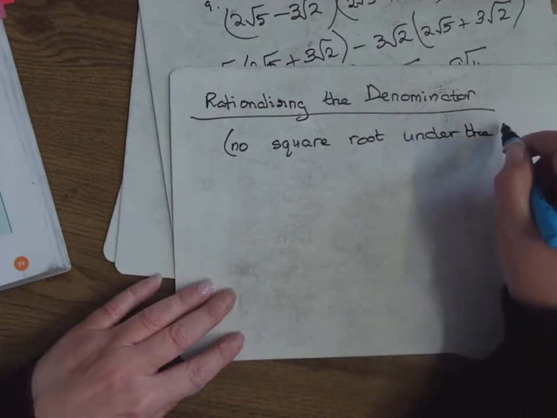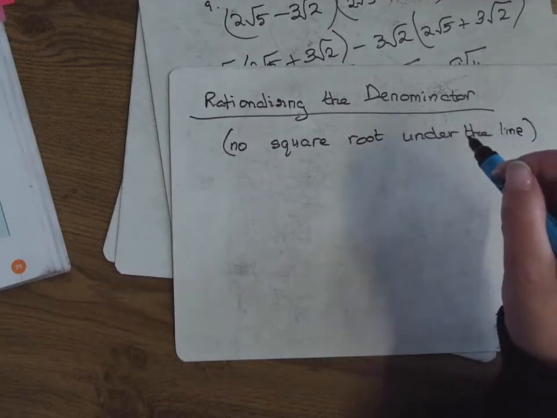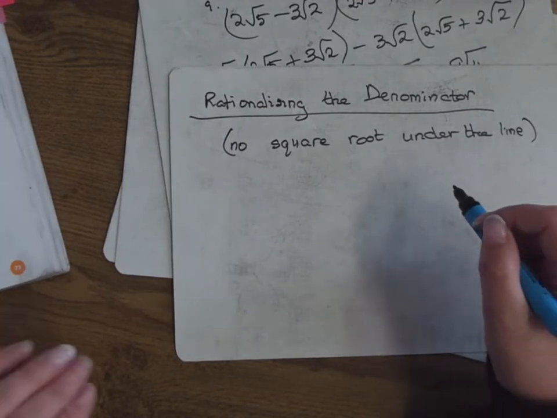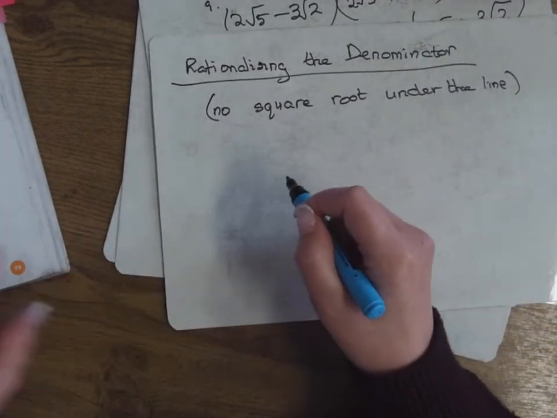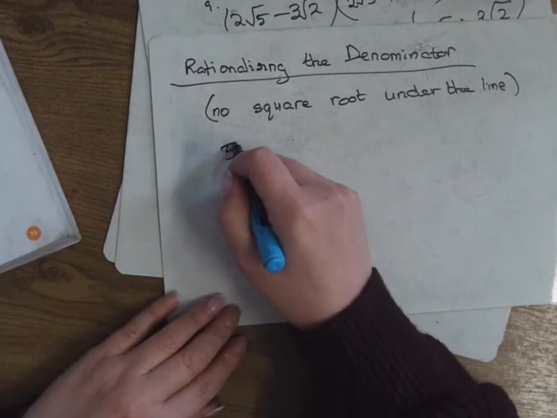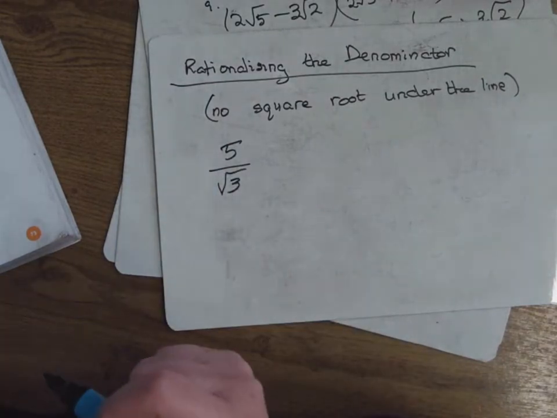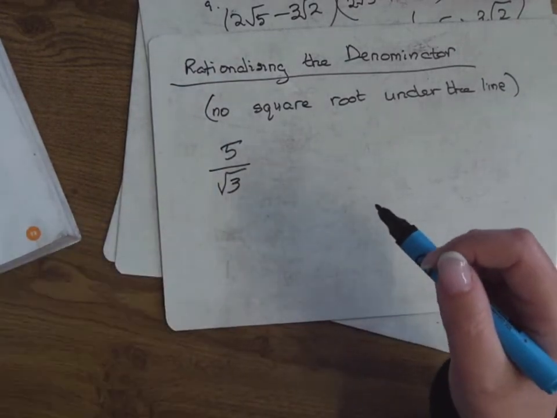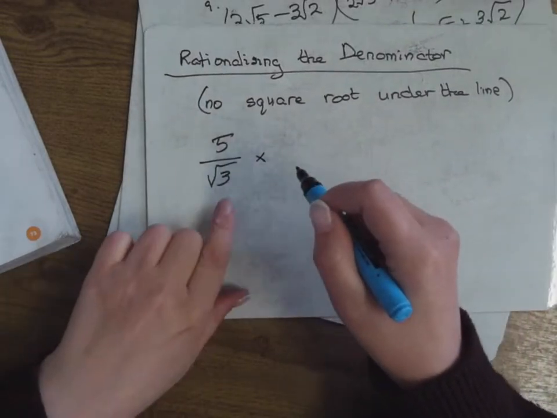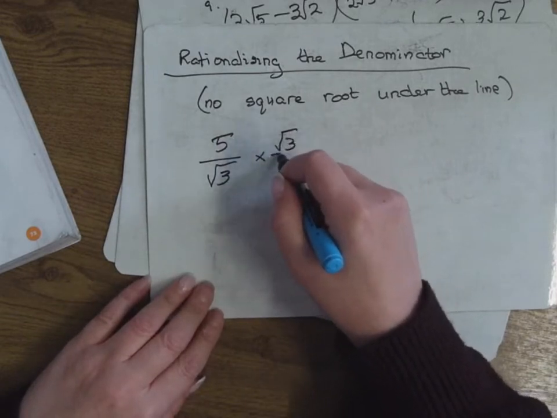Under the line, no square root under the line. For example, if I have 5 over root 3, it's not the norm to give a square root underneath the line. So you multiply above and below by whatever's underneath the line. So multiply by root 3 over root 3.